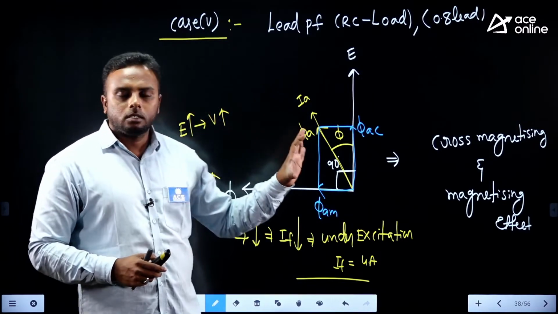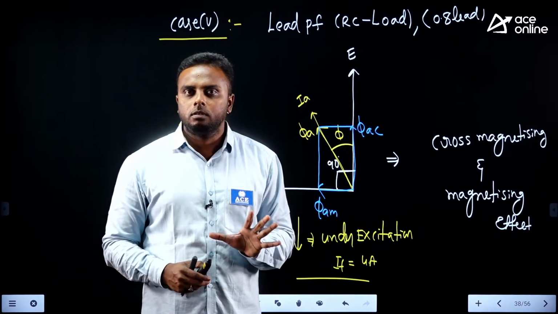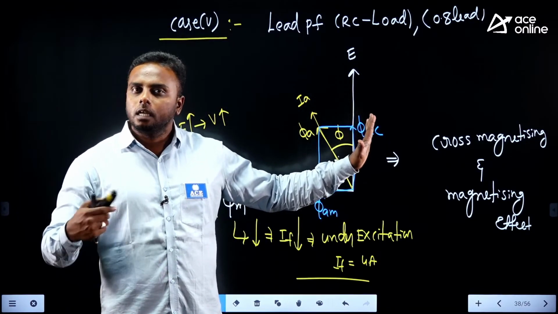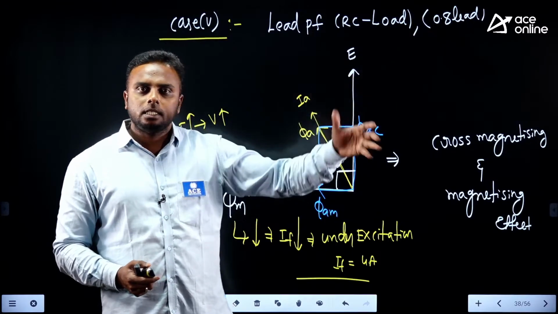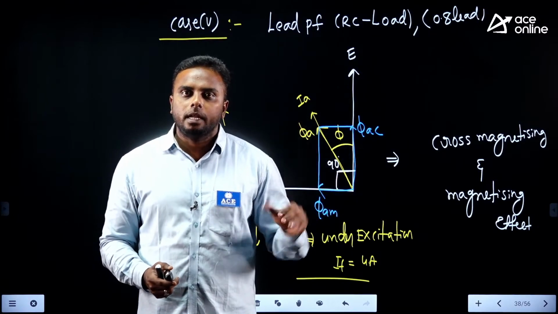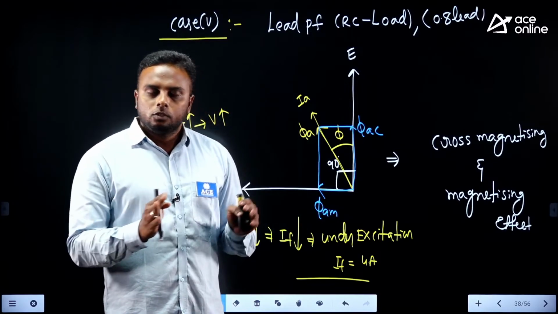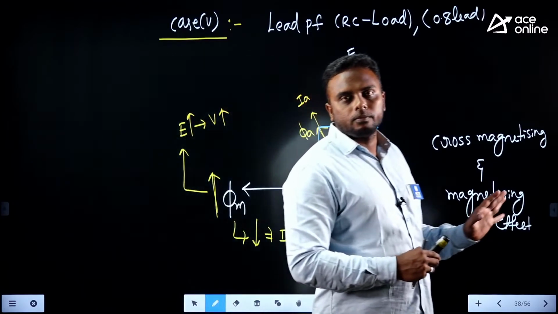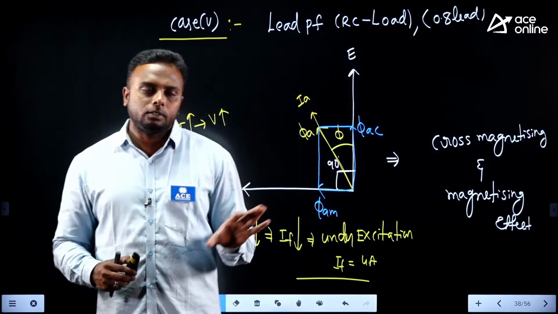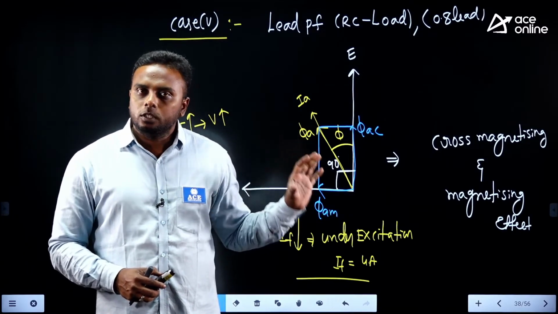Whenever they ask about motor, for the first 1 or 2 seconds try to remember the answer for alternator, and then say opposite to it. Cross magnetizing as it is, and magnetizing effect will become demagnetizing effect, and demagnetizing effect will become magnetizing effect for motors. My suggestion is learn only for alternator, and don't learn simultaneously for motor, because everything will be opposite there and we get confused. Whenever they ask for motor, just say opposite to this.